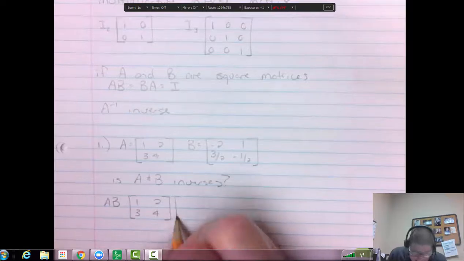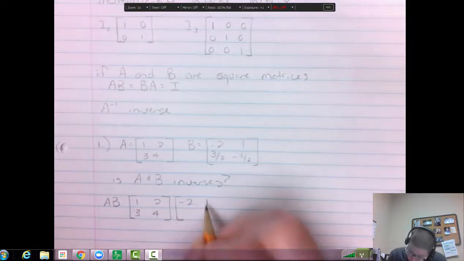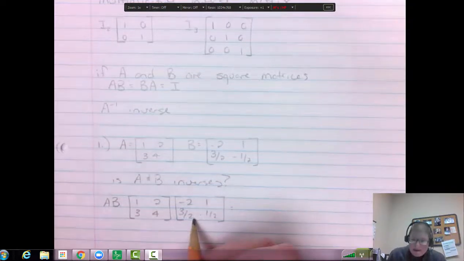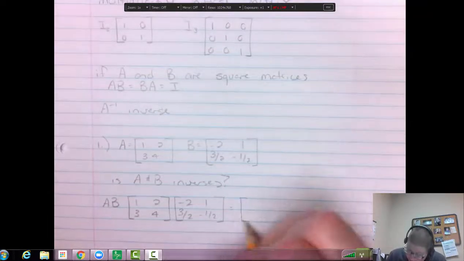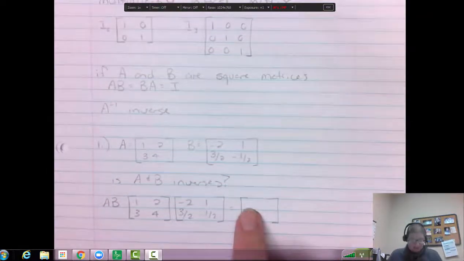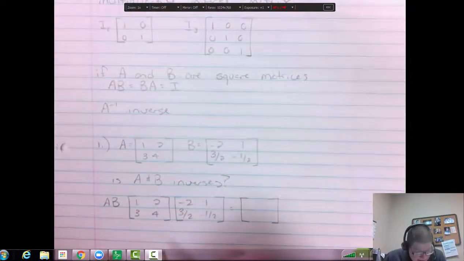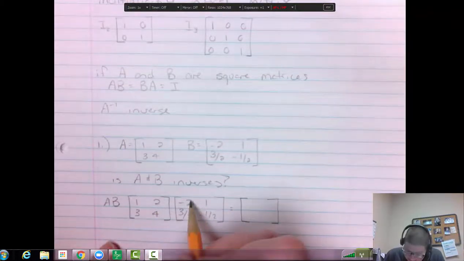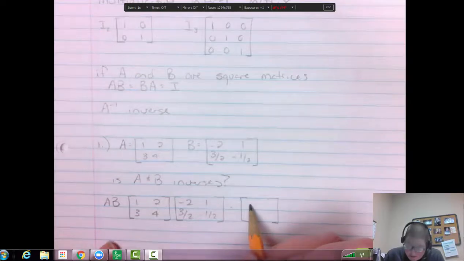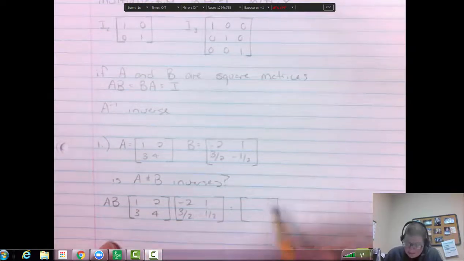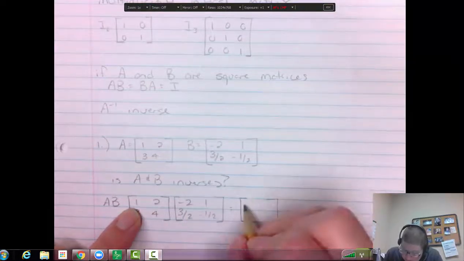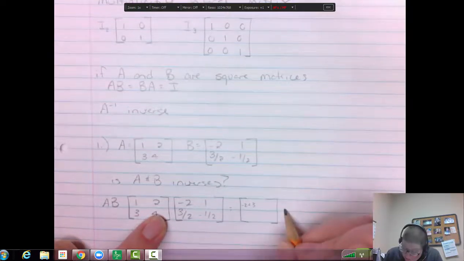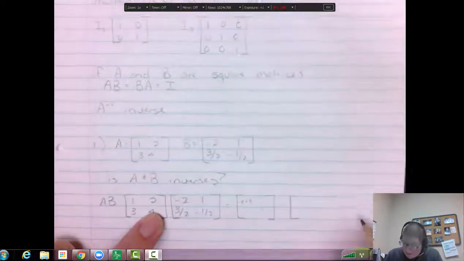All right, let's multiply this by our -2, 1, 3 halves, -1 half. We have to remember matrix multiplication: 2 by 2 times 2 by 2 can be multiplied, and the answer is a 2 by 2. Let's look at our first spot. This row times this column, then added, gives us the first one. First row times the second column gives us the second one. So 1 times -2 is -2. 2 times 3 halves is 3. So that first spot is -2 plus 3, which is 1.